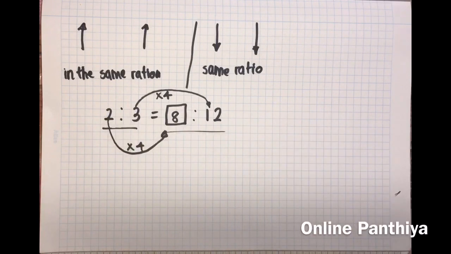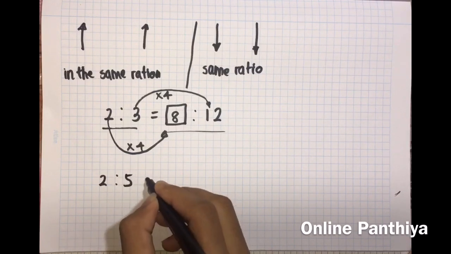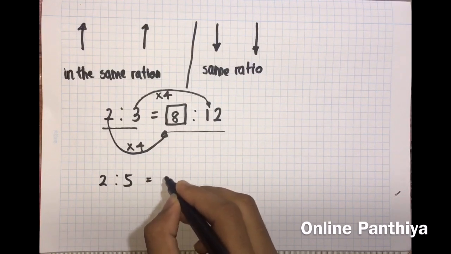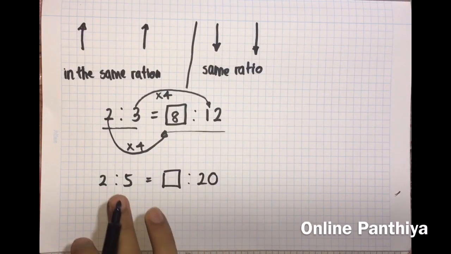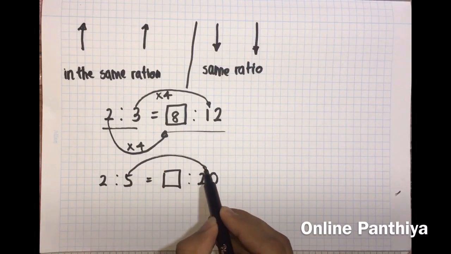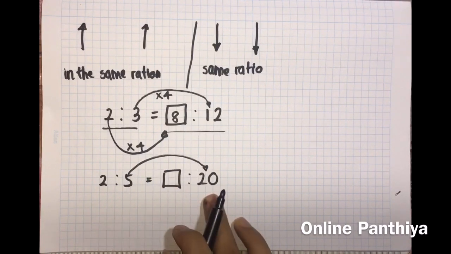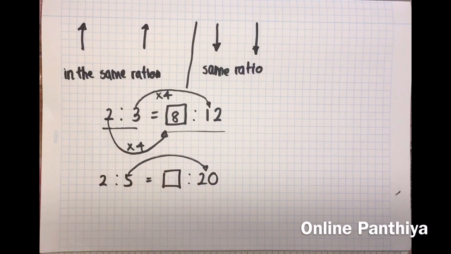Shall we solve one more example? Okay, one more example. I'll take 2 is to 5 is equal to, let me call a blank, is equal to 20. Now look here. One quantity is given, that 5 has become 20. So when one increases, the other increases. So this has increased, therefore this also should increase.